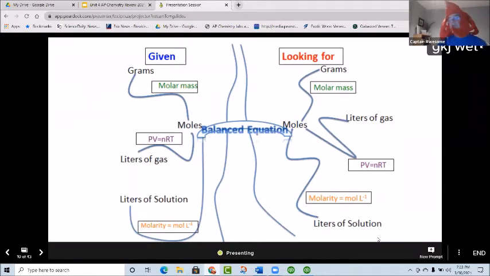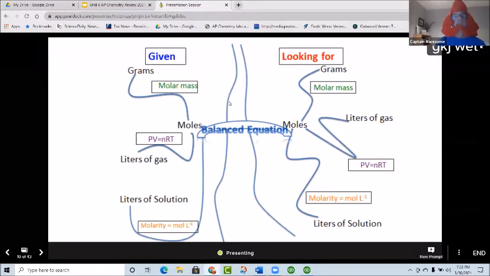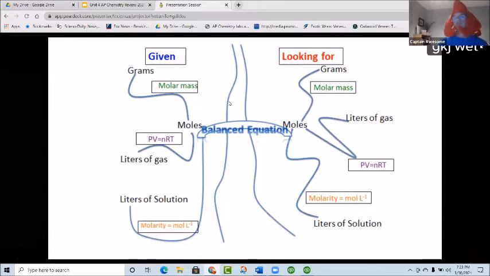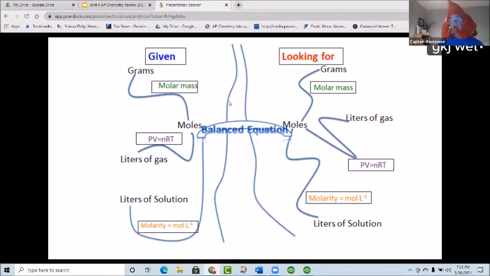All right, so anytime you're doing stoichiometry, these are your choices. You can be given grams and have to find grams. That's one choice. You can be given moles and have to find moles. You can be given liters of gas and find liters of gas. And in Unit 3, you talked about PV equals nRT, the ideal gas law. That n represents the number of moles. And then finally, on the bottom, molarity is moles per liter. So if you're given molarity and volume, then you can find moles.